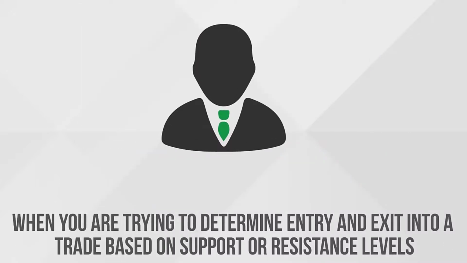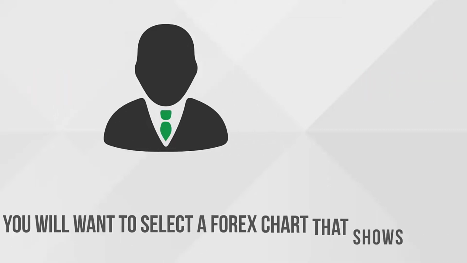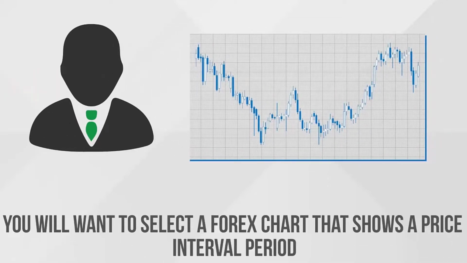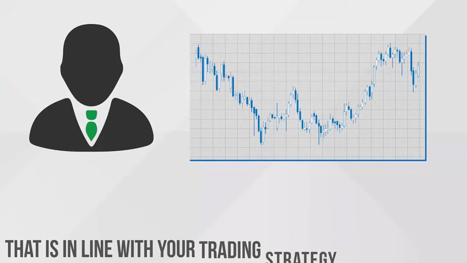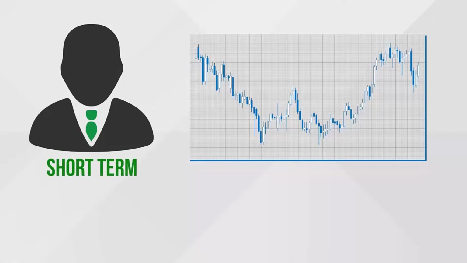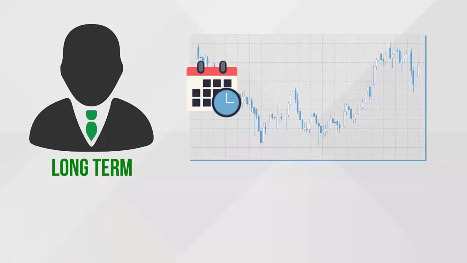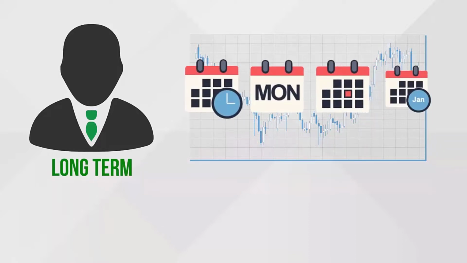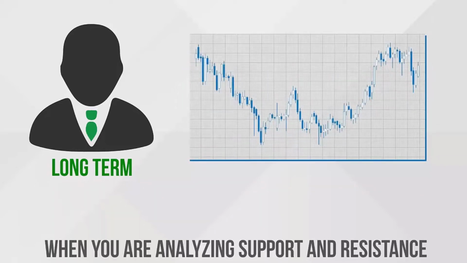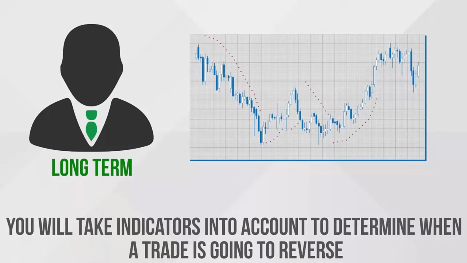When you are trying to determine entry and exit into a trade based on support and resistance levels, you will want to select a Forex chart that shows a price interval period that is in line with your trading strategy and time frame. If you are trading short term, you will use a 1-minute or 5-minute chart. And if you are trading long term, you will use an hourly, daily, weekly or monthly chart. When you are analyzing support and resistance, you will take indicators into account to determine when a trade is going to reverse.